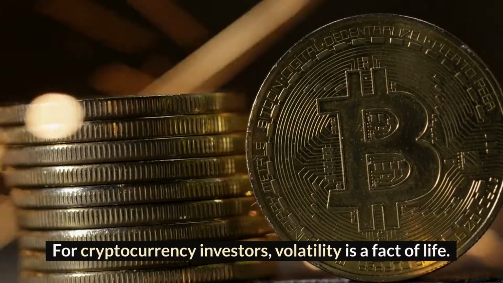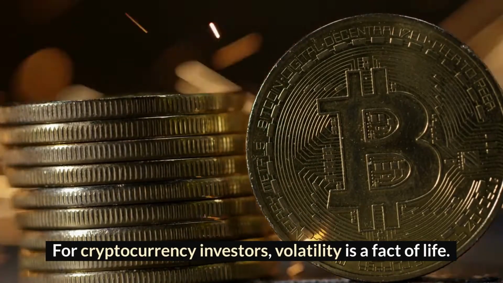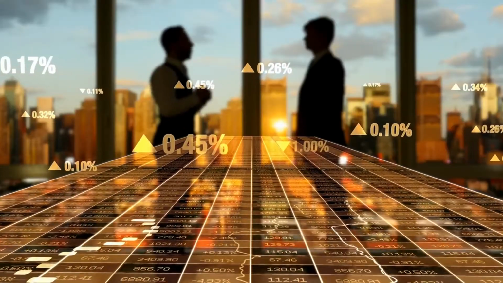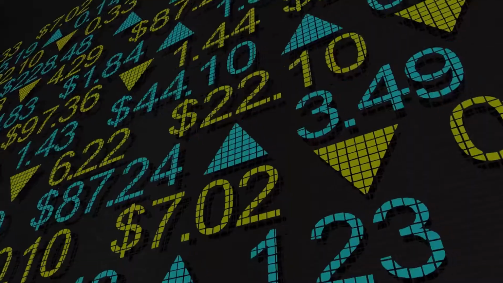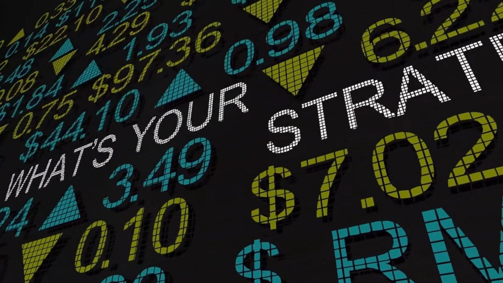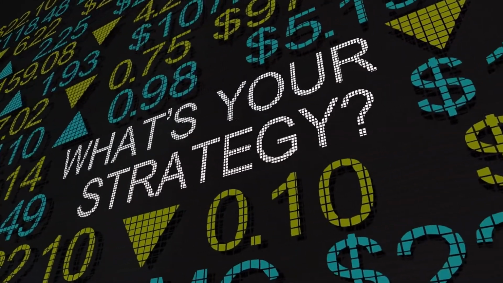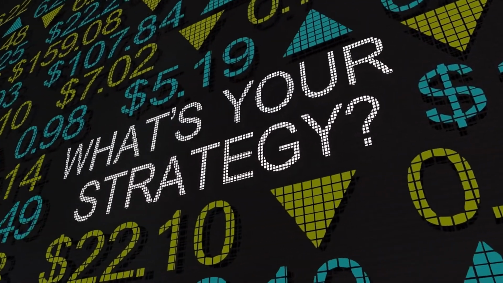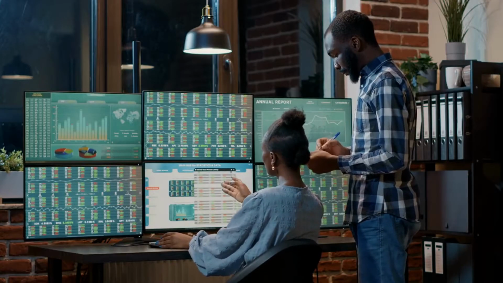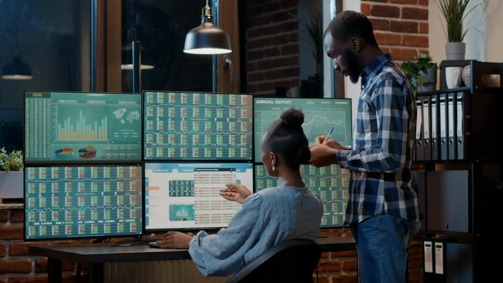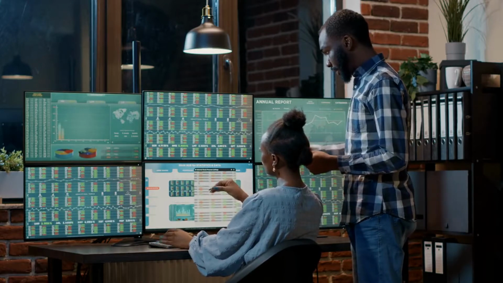For cryptocurrency investors, volatility is a fact of life. But there's an old strategy for these new investments that can take your mind off the ups and downs. We're talking about dollar cost averaging, a classic investing strategy in which you make regular, smaller investments throughout the year instead of all at once. Traditionally, investors have applied the strategy to stocks, but experts say you can also apply it to crypto investments.